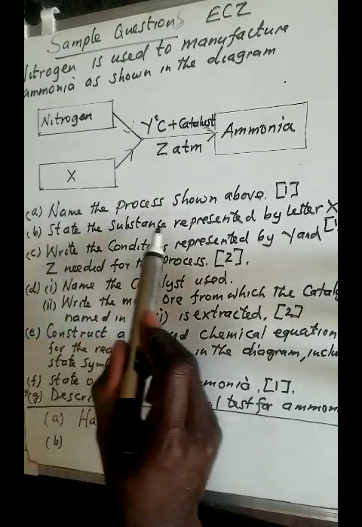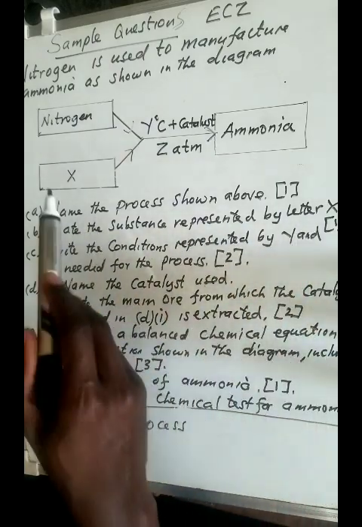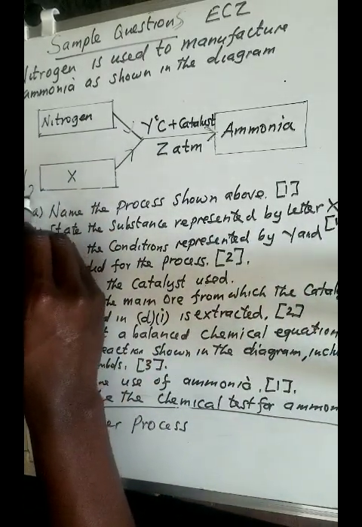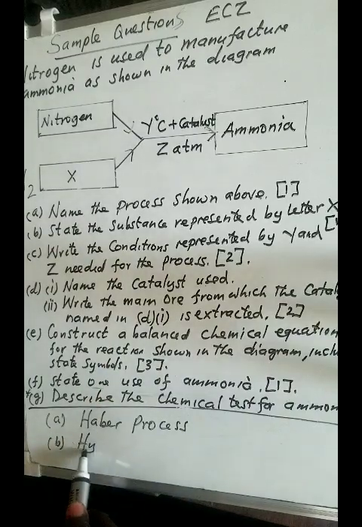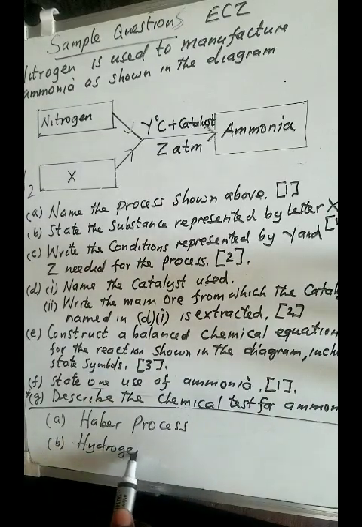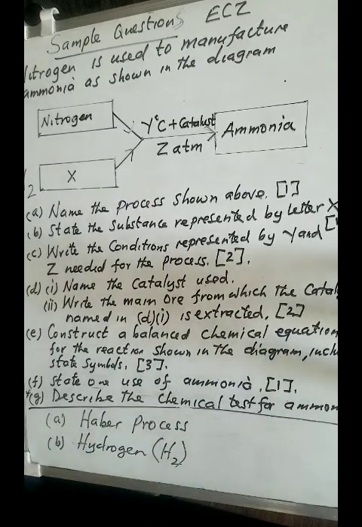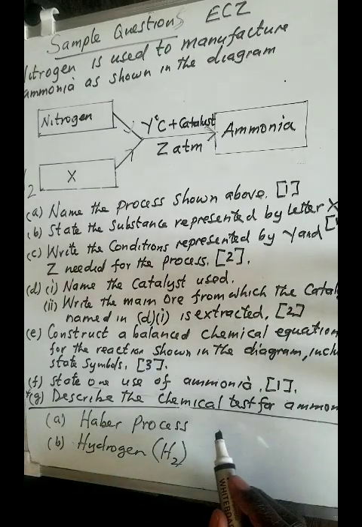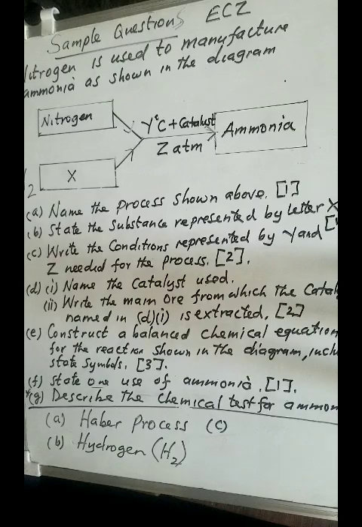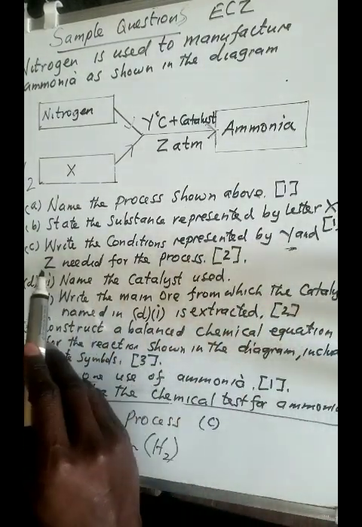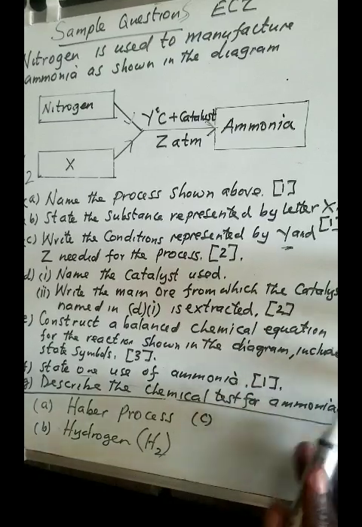Then B says, state the substance represented by letter X. If that is nitrogen, then definitely this is supposed to be hydrogen gas. So that is hydrogen. Then the C part says, write the conditions represented by Y and Z needed for the process. So what are the conditions?